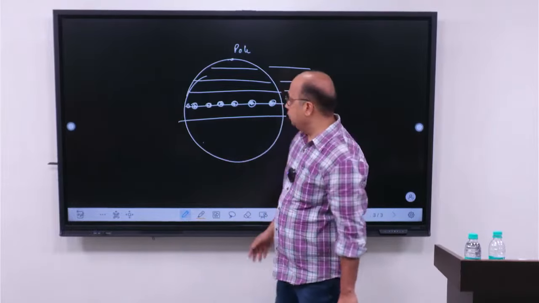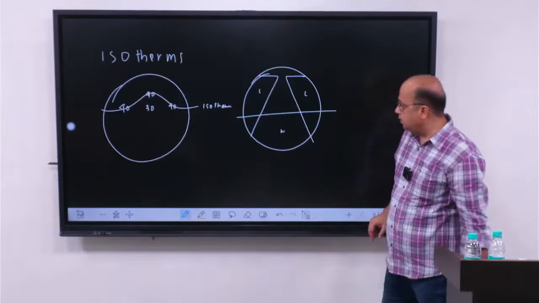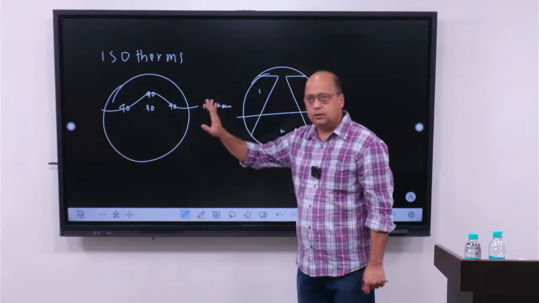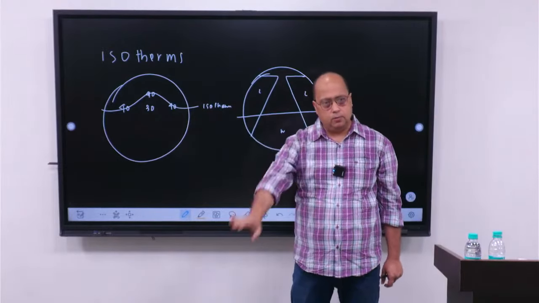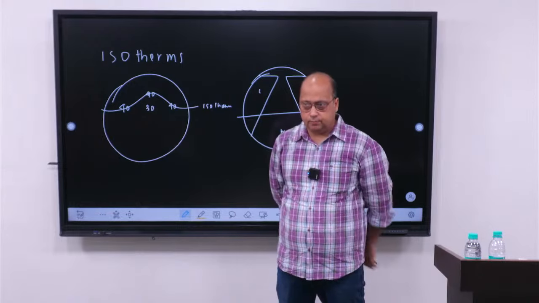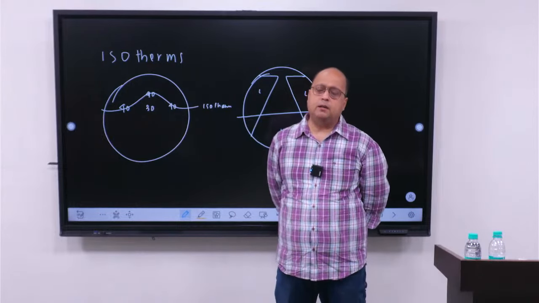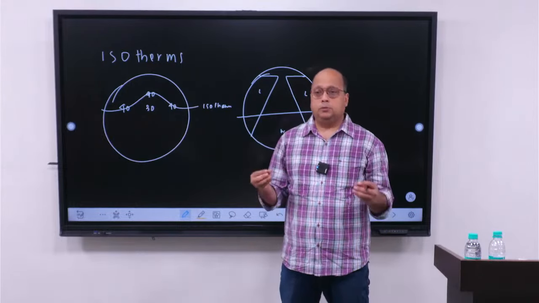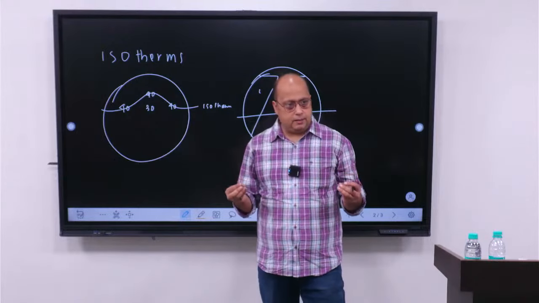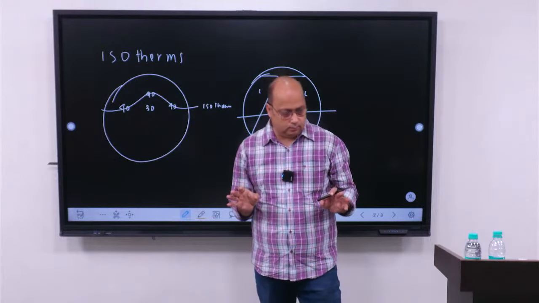Okay? So that is why isotherms normally run parallel to latitudes. Okay? Why do they run parallel to latitudes? Because places on a latitude represent the same amount of absorption.